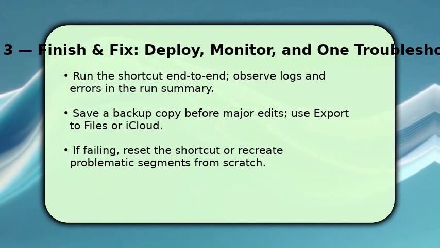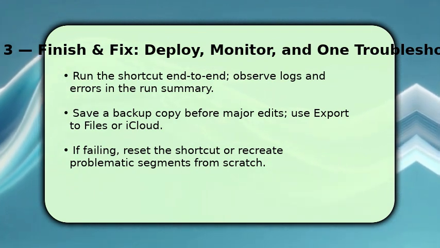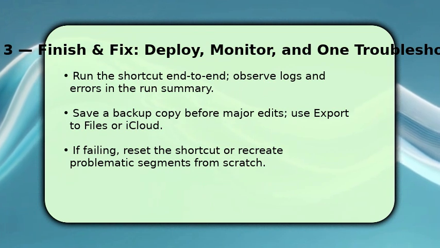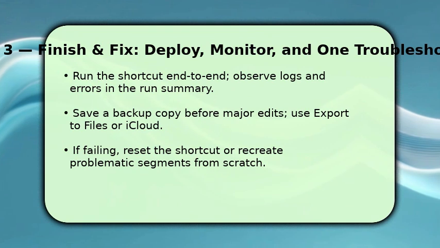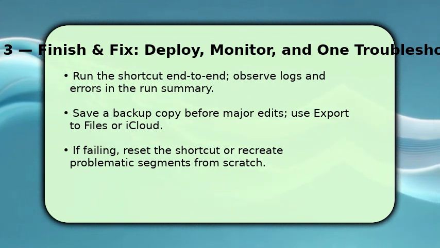Logs tell you which action returned unexpected data. Once fixed, save changes and export a backup to Files or iCloud so you can restore a working copy. If problems persist, duplicate the shortcut and remove or recreate the problematic segment.